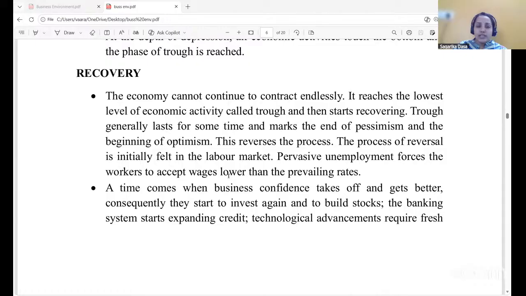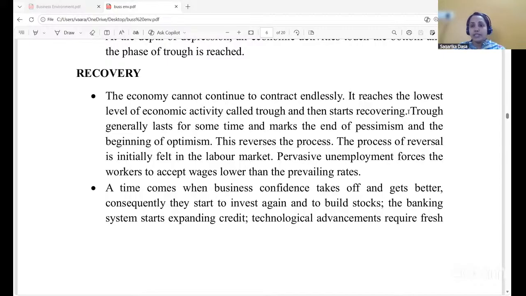Now, this is one particular negative stage. After that, we come to the last stage of the business cycle, that is the recovery stage. The economy cannot continue to contract endlessly. As we have seen, the previous stages like expansion, peak, contraction, depression cannot sustain for a longer period. Expansion may be there for a certain period. After that, it reaches the peak. After the peak, it goes to contraction and depression. Like that, there will be continuous change in the business cycles. The economy cannot end at the contraction level itself. It reaches the lowest level of economic activity, that is depression, and then starts recovering.